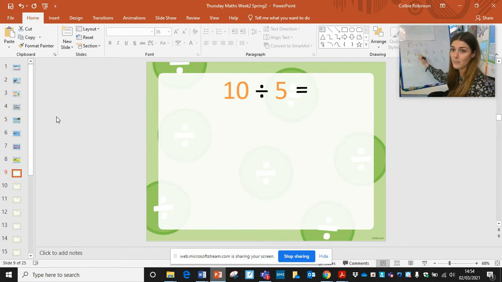And then I just count how many are in each group. Now I've circled them, I count, there's 1, 2 here. I might not even need to count. I'll just be able to recognise that there's 2. Just going to get another pen.